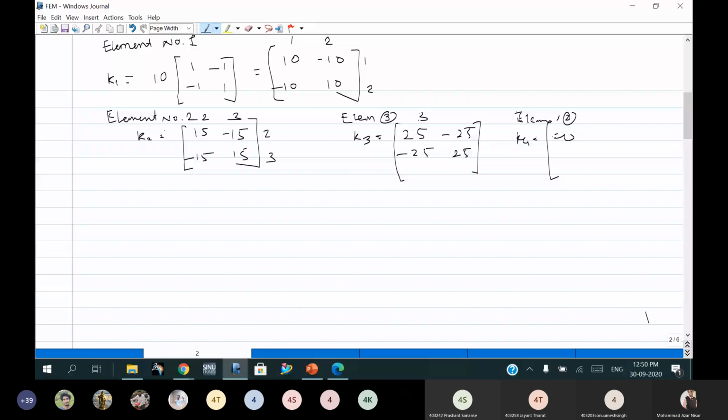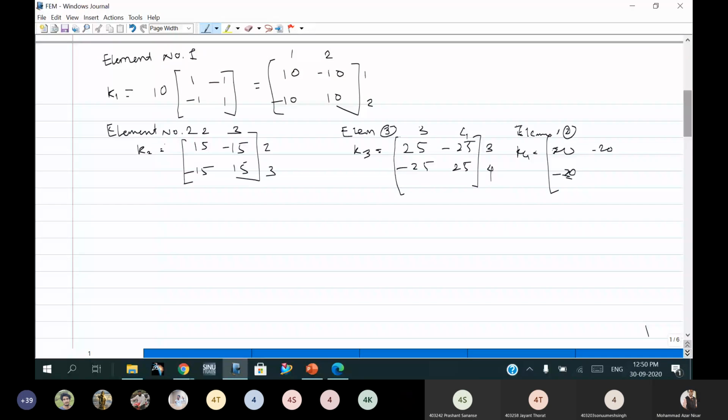Minus 20, minus 20, and 20, minus 20, minus 20 and 20, and it is between 4 and 5. So why write this? You can see here, we find out the element matrix equation for each of the elements.